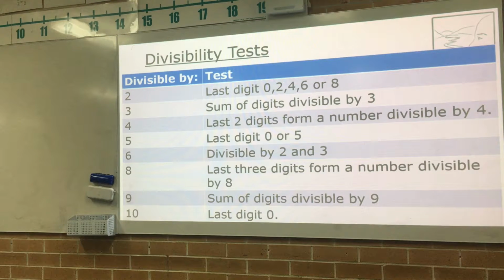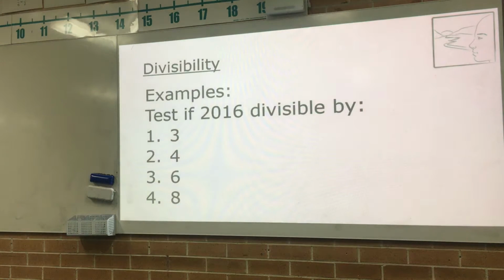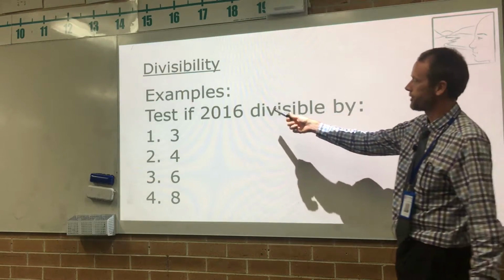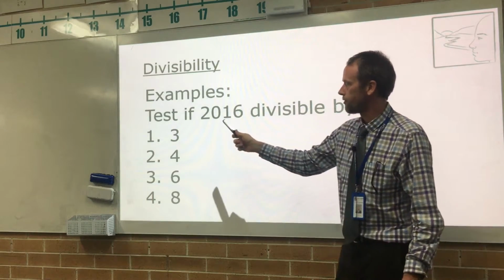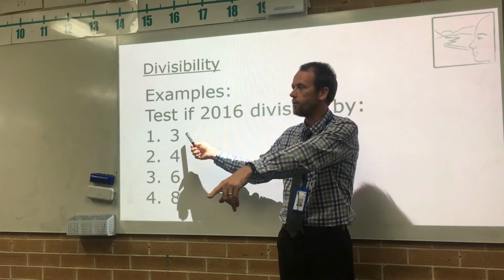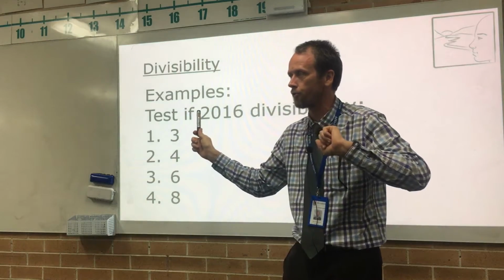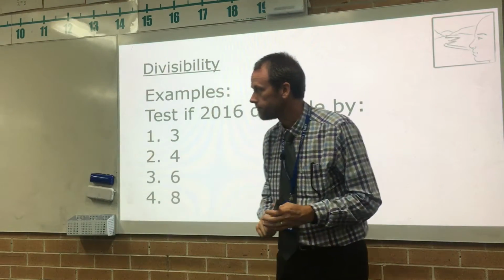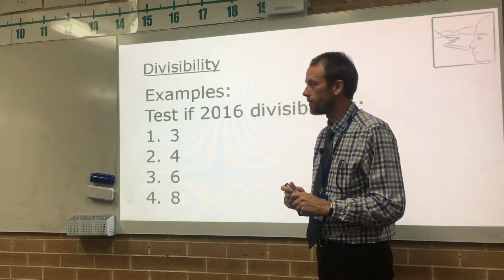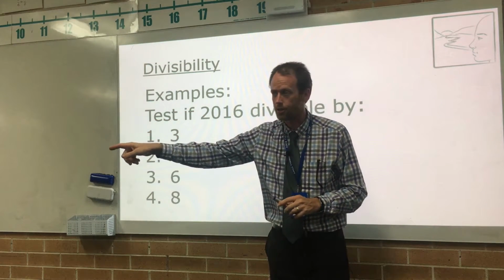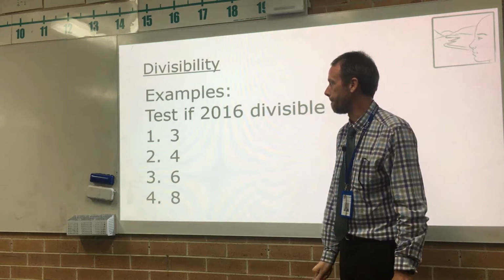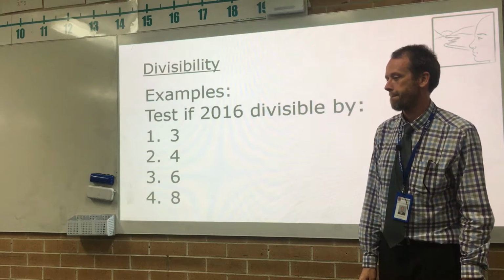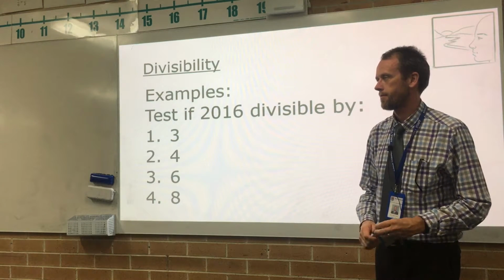But what we want to do is some examples that show us how this works. So let's test if 2016 is divisible by 3. What was the test? Look at your sheet. What's the test for it being divisible by 3? Look at your sheet. What does your sheet say? It tells you what to look for. It's not divisible. Why not? You've already worked it out. Why not? Because 3 doesn't go into 2000.